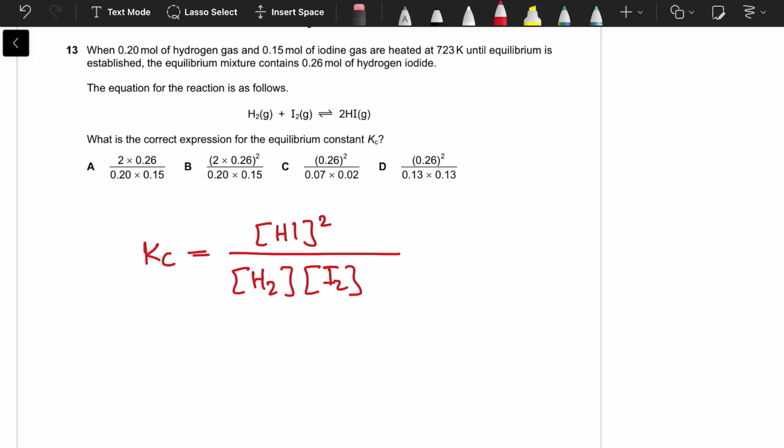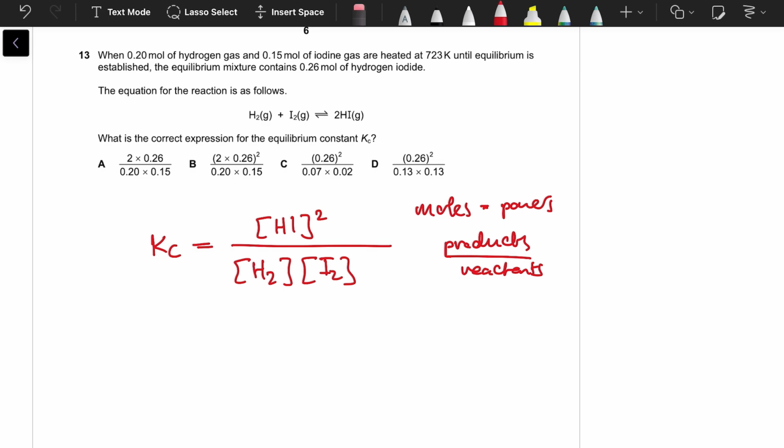It's always products on top, and any moles are used as powers. Moles are powers, and it's products over reactants. We also need to know that Kc only uses the number of moles at equilibrium, or the concentrations at equilibrium. So where is the volume? We all know that concentration is equal to moles over volume. But we don't have a volume.